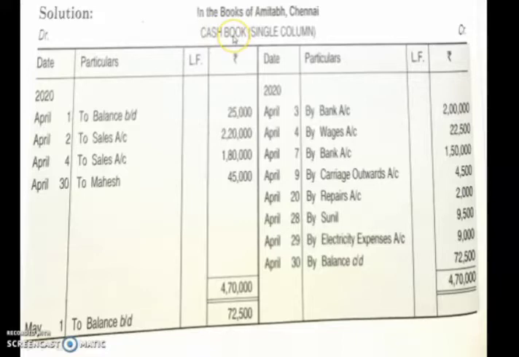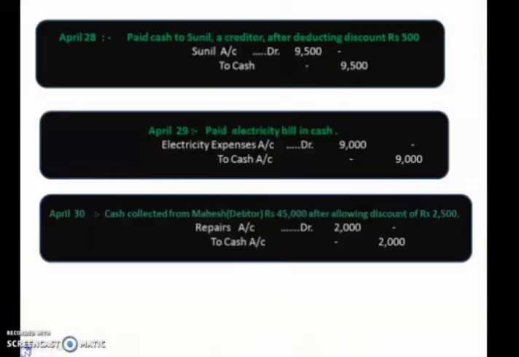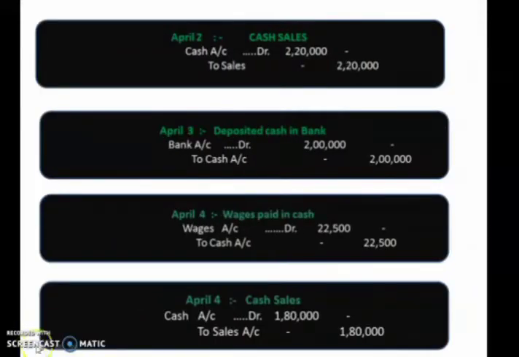This is your cash book. If you remember the journal entry, bank account debited to cash account. Cash was credited. So on the credit side of your cash book, in the date you write down April 3, by bank account. How much is the amount? 2 lakh. Now let's move to the next transaction. Next transaction is on April 4. Wages paid in cash. So children, as you know, wages is an expense. Expenses increase, you have to debit it. So wages account debited 22,500 to cash account 22,500.